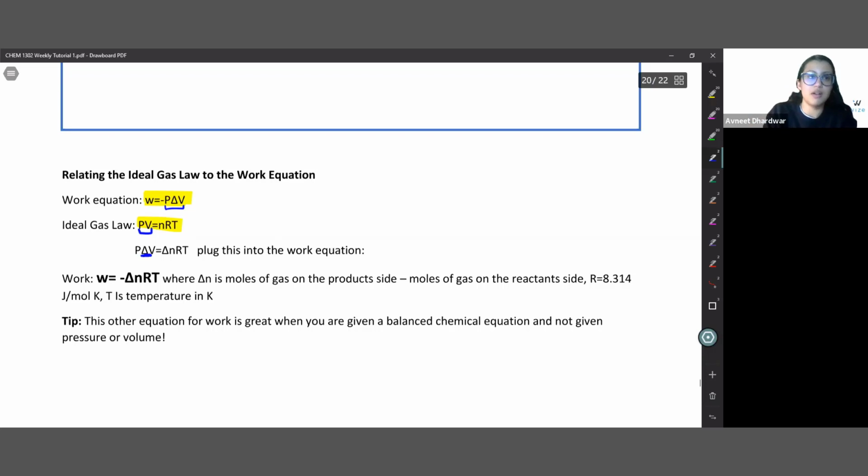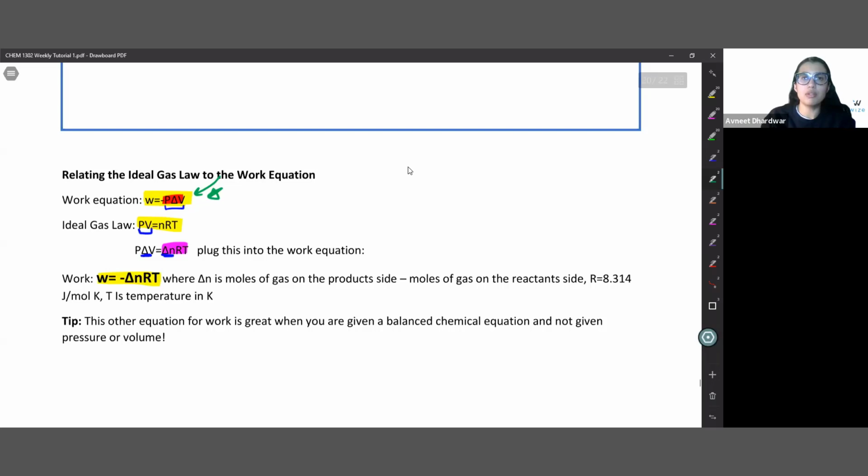Since I add it on the left side, I'll also add it to the right side of the ideal gas law equation. And then instead of this P delta V, I'm going to plug in nRT for that P delta V. So you get a new equation for work: work is equal to negative delta nRT. And again, for the most part, you're going to use this first equation. This one is a lot more common.